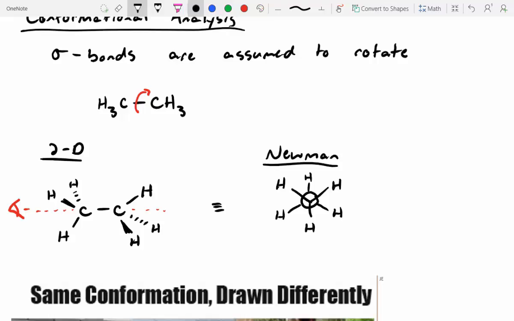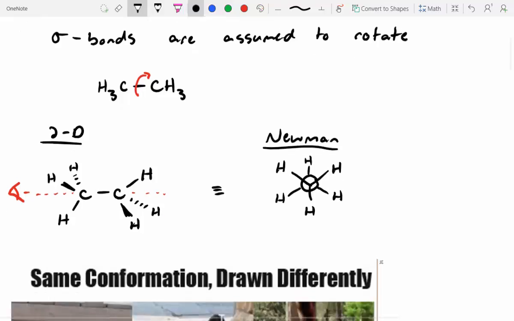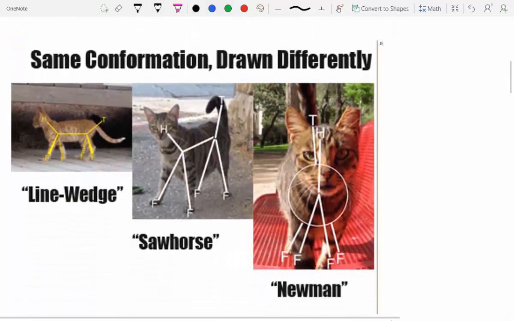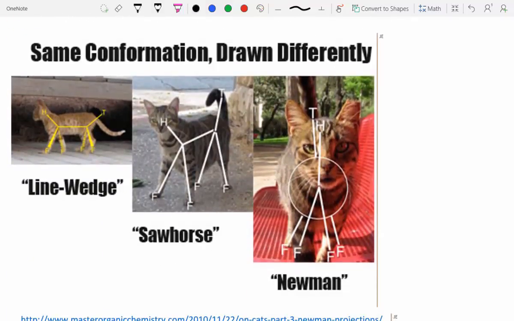Has anybody checked out Master Organic Chemistry? It's in the useful links section on the website. If you ever Google a question related to organic chemistry, there's a fair chance his website will pop up. This guy's got a weird sense of humor, and I love it. He has a whole section on everything I learned from chemistry, I learned from cats. So you can see he's got a line wedge cat on the left. He's represented the head with H, his tail with a T, and then all 4 feet using dashes and wedges.